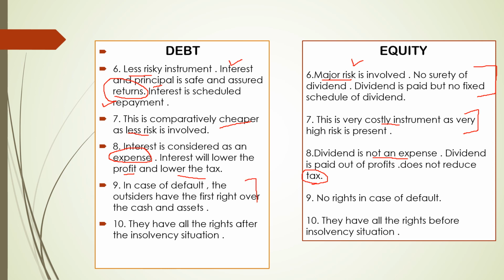As I told you earlier, in case of default, the outsiders have the first right over the cash and the assets and of course the mortgaged property to recover their payment. And equity shareholders, my God, they don't have any rights in case of default. Their repayment will be the last in the list. And in case the business, God forbid, goes into insolvency, still the lenders have all the rights secured, their money is safe, and equity shareholders do not have any right before the insolvency situation. Just as I told you, their number is last in the list.